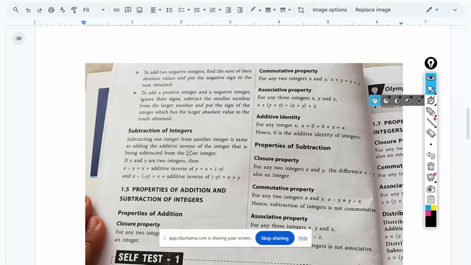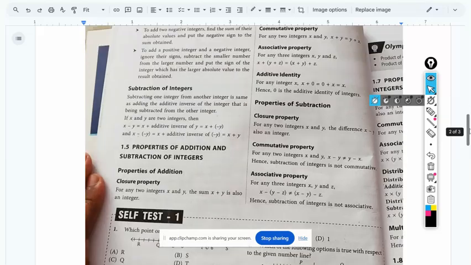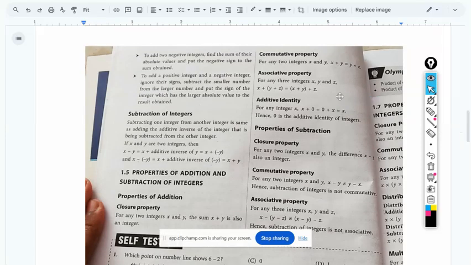Now we are going to see the properties of addition and subtraction of integers. The properties of addition. Closure property: for any two integers x and y, the sum x plus y is also an integer. Commutative property: for any two integers x and y, x plus y is y plus x. For example, if you put x equals 1 and y equals 2, 1 plus 2 equals 2 plus 1, as we learned in the previous grades.